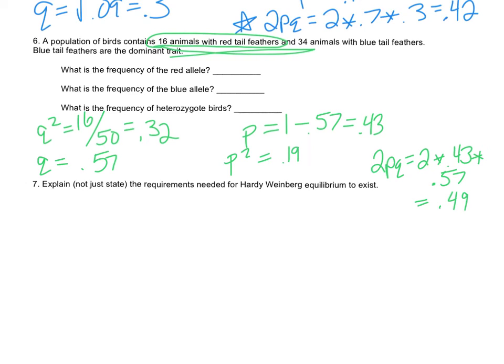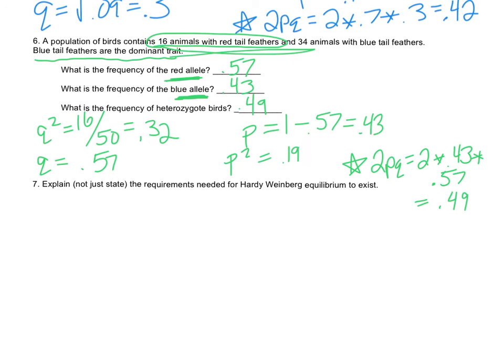Frequency of the red allele. Allele means it has to be either P or Q. In this case, red is recessive, so I am looking then for Q, which is 0.57. The frequency of the blue allele, again, I'm looking at either P or Q. Blue is dominant, so I am looking at P, which is 0.43. And then the frequency of heterozygotes is 2PQ, so 0.49.